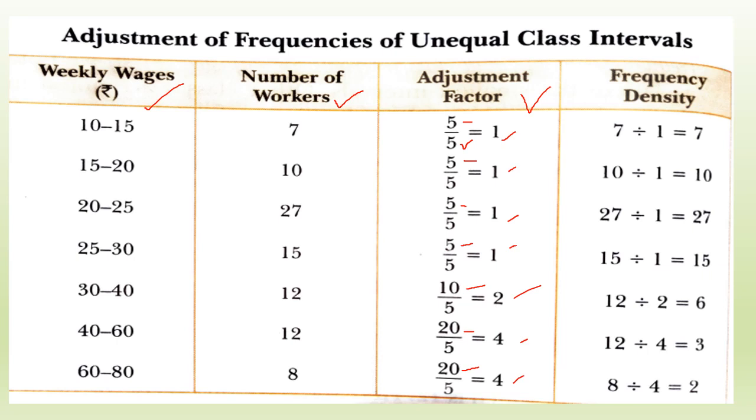And then we adjusted our frequencies by dividing the frequencies by the adjustment factor. So we got 7 divided by 1, 7; 10 divided by 1, 10; 27 divided by 1, 27; 15 divided by 1, 15; 12 divided by 2, 6; 12 divided by 4, 3; 8 divided by 4, 2. Now these are the adjusted frequencies, and we will draw the graph on the basis of these frequencies.